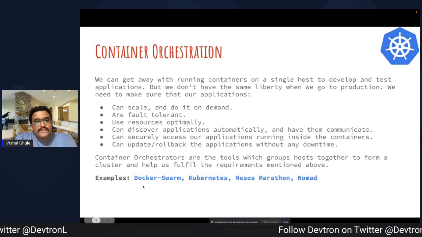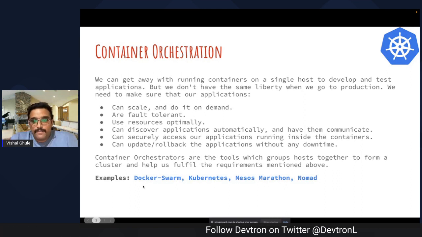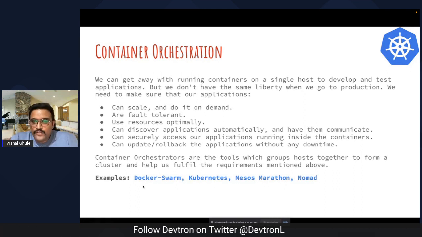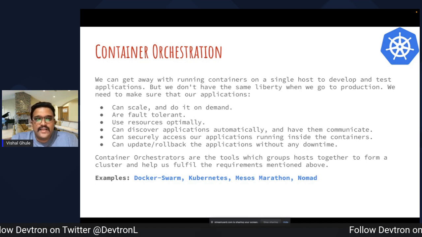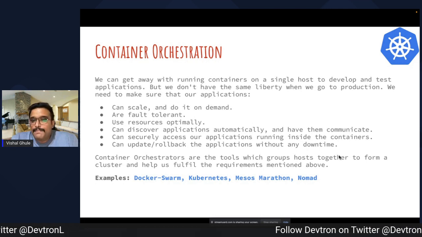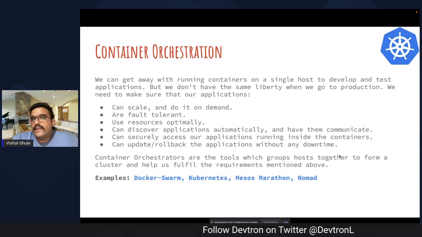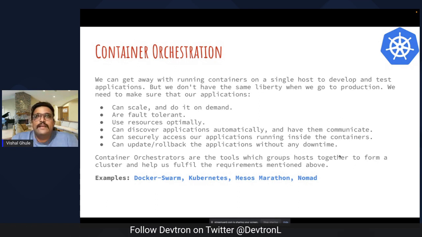There are a few examples of container orchestrators present right now: Docker Swarm, Kubernetes, Mesos Marathon, and Nomad. These are the container orchestrators which can provide you the grouping of hosts and the creation of a cluster, on top of which we can deploy our applications.